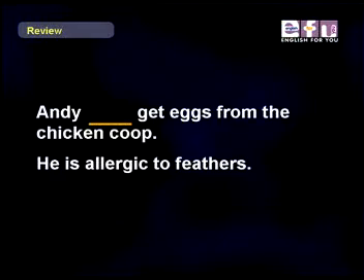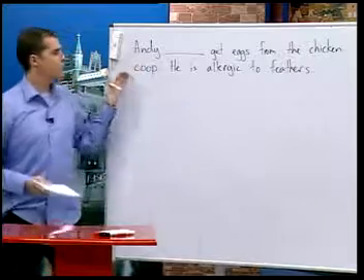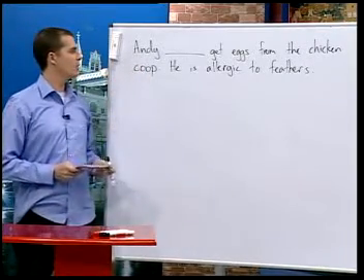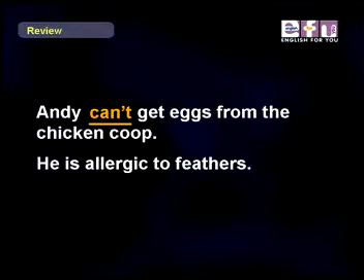Andy, something, get eggs from the chicken coop. He's allergic to feathers. Andy can't get eggs from the chicken coop, he's allergic to feathers. I use can't. Excellent. Andy can't get eggs from the chicken coop, he is allergic to feathers.